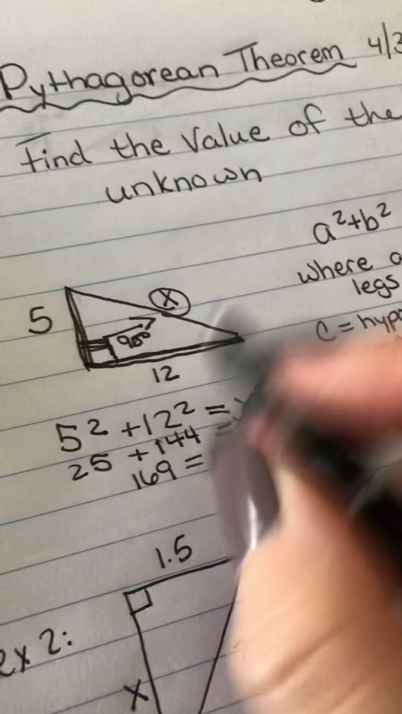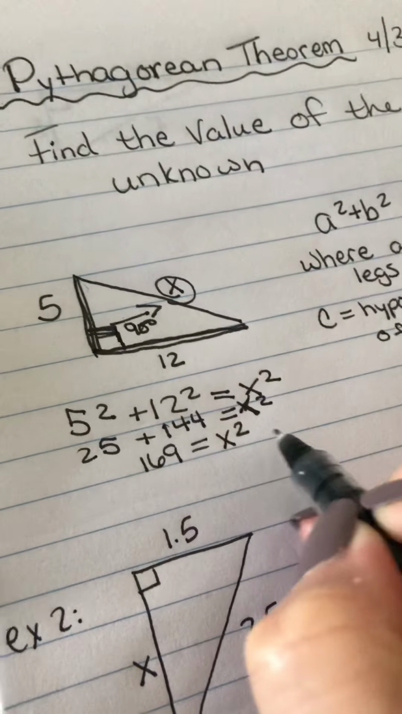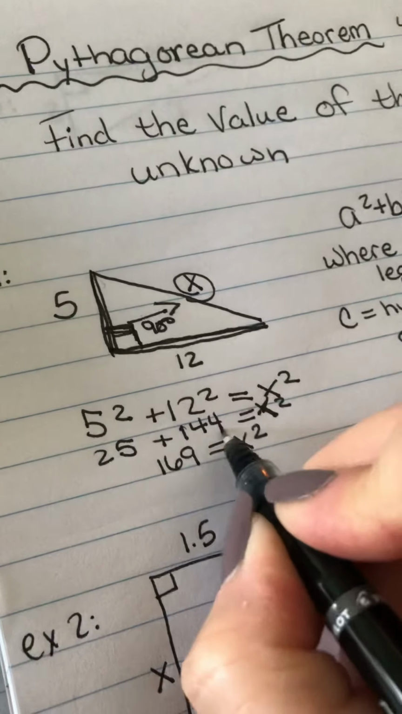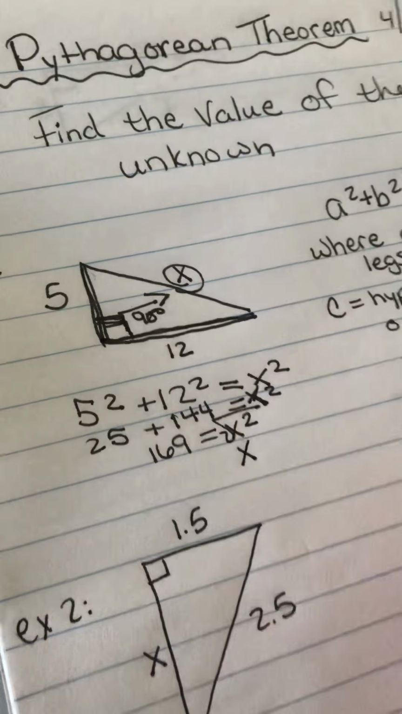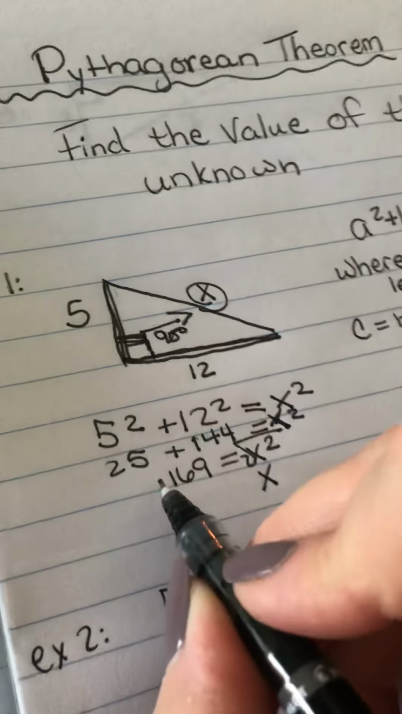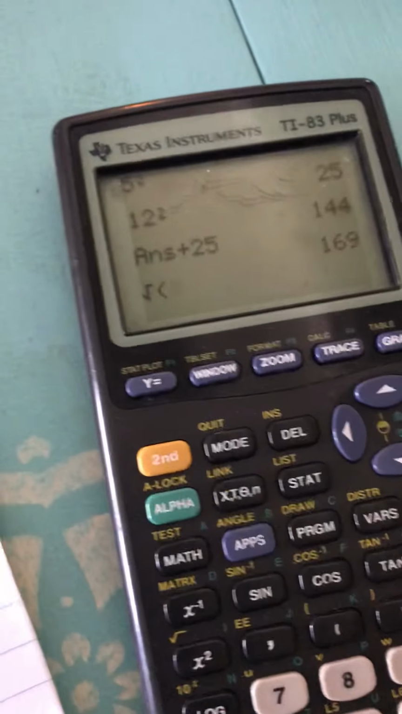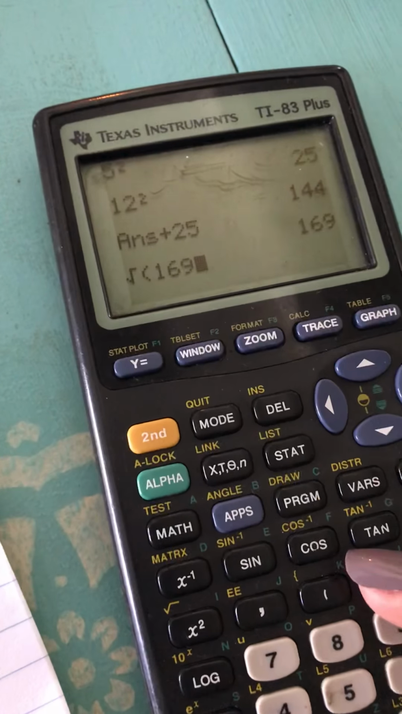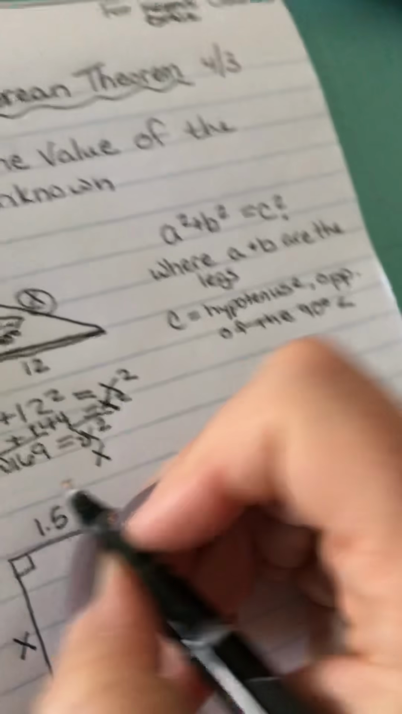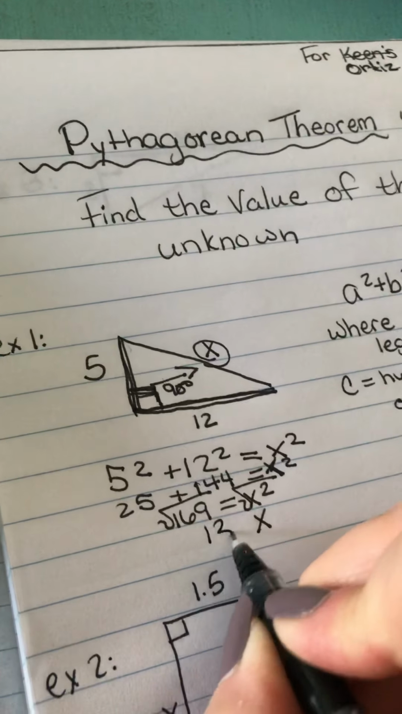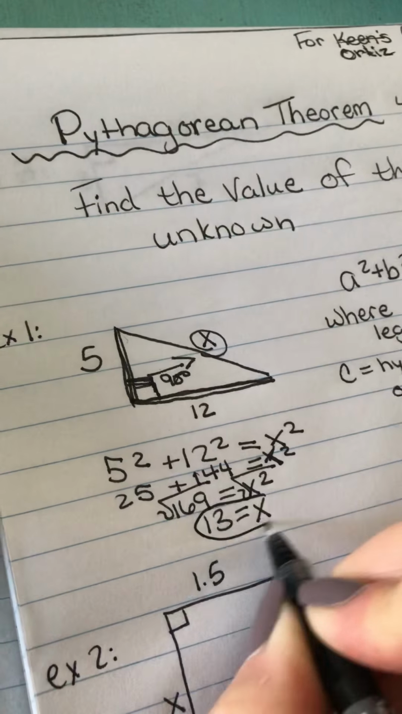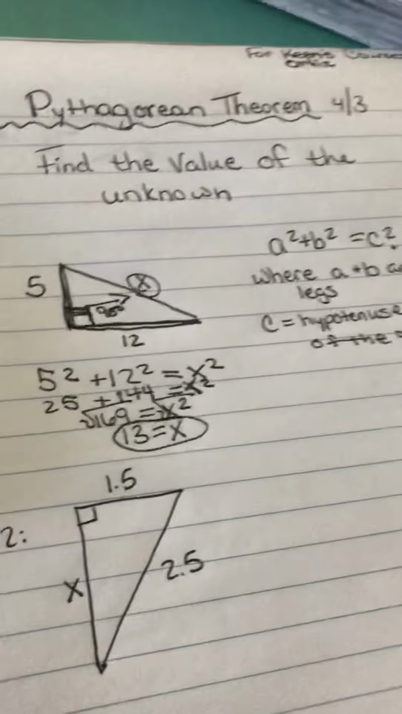In order to figure out what x is, because this is x times x, we're just going to take the square root, and that's going to just turn into x. And when we take the square root of 169, so over here on my calculator, square root 169 equals 13. So, sorry if I made you seasick on that one. 13 is equivalent to x, and that is our answer for that one.